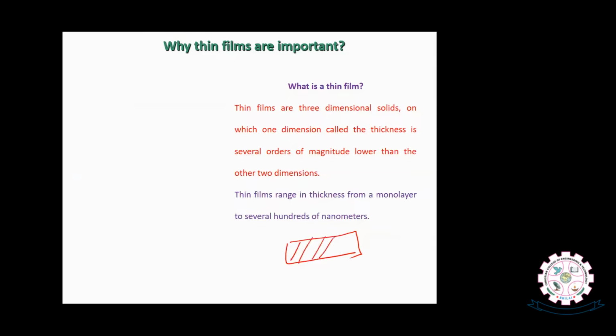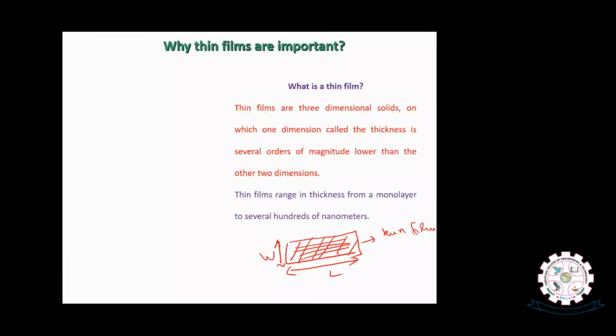So onto which I am trying to deposit a film. And see, this is my substrate length and this is my substrate width. This is L and this is width. And this thickness, what we have shown here, is much smaller than the other two dimensions. So that is what is called the thin film. So thin film is nothing but a three-dimensional solid, and one of the dimensions, which is called the thickness, is much smaller than the other two dimensions.